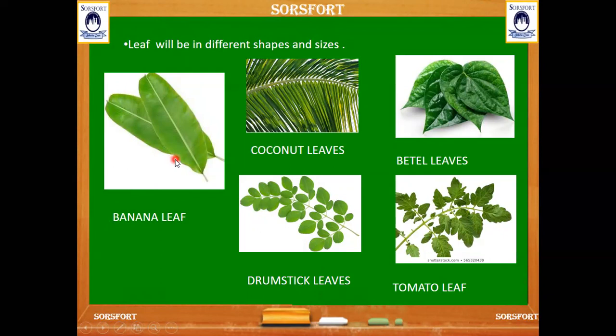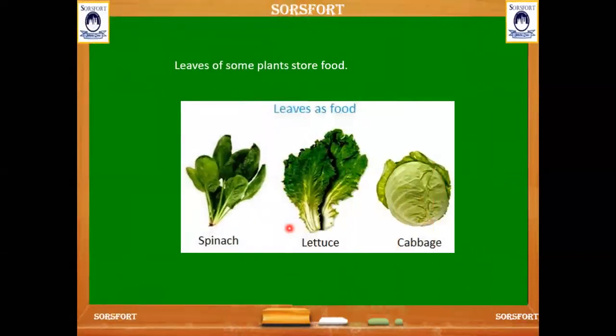Here are the banana leaf and coconut leaf, which are thin and long. The banana leaf is the biggest leaf. The betel leaf, tomato leaf, and the drumstick leaves. Here are the leaves which we eat as our food. In spinach, we take the leaves as our food, and even in lettuce and cabbage, we eat the leaves.